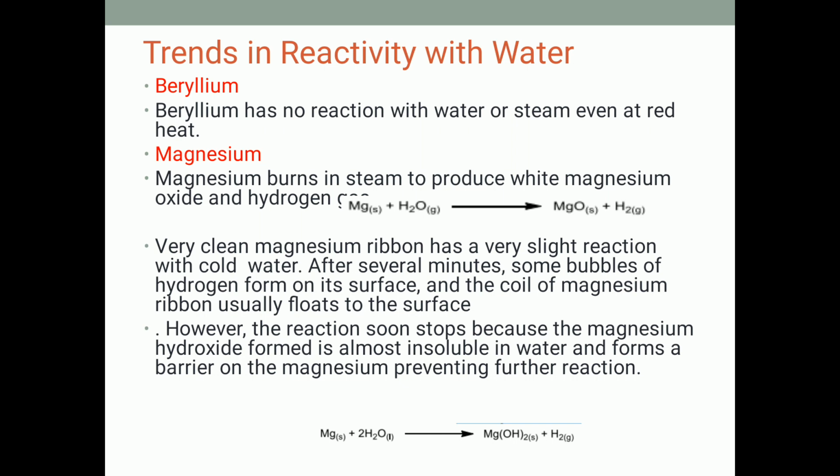Very clean magnesium ribbon has a very slight reaction with cold water. After several minutes, some bubbles of hydrogen form on its surface and the coil of magnesium ribbon usually floats to the surface. However, the reaction soon stops because the magnesium hydroxide formed is almost insoluble in water and forms a barrier on the magnesium, preventing further reaction. You can see the reaction here below.